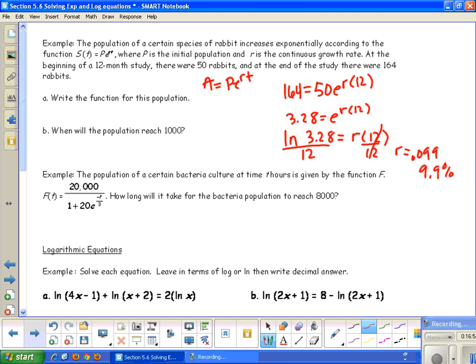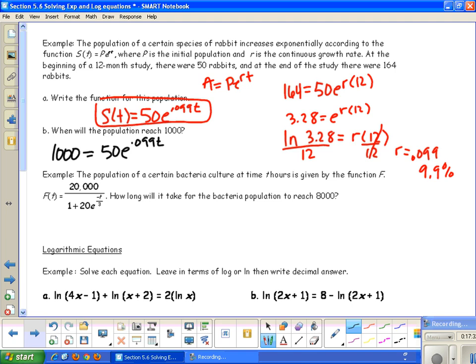So I'm going to use 0.099 in my equation. So the function for this population would be S of t is equal to 50 e to the 0.099 times t. So that's my equation. Then the next part says, when will the population reach 1,000? So that's the population, so we need to figure out the time. So that means I'm plugging in 1,000 into this equation for the population equals 50 e to the 0.099 t. So I'm solving for time.